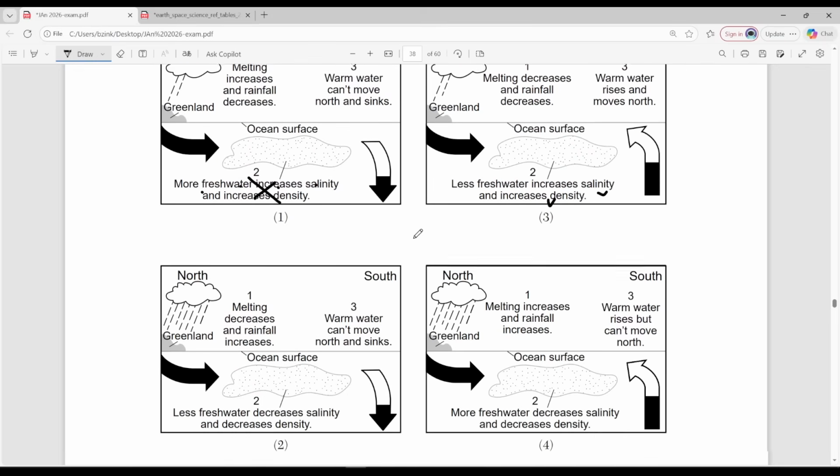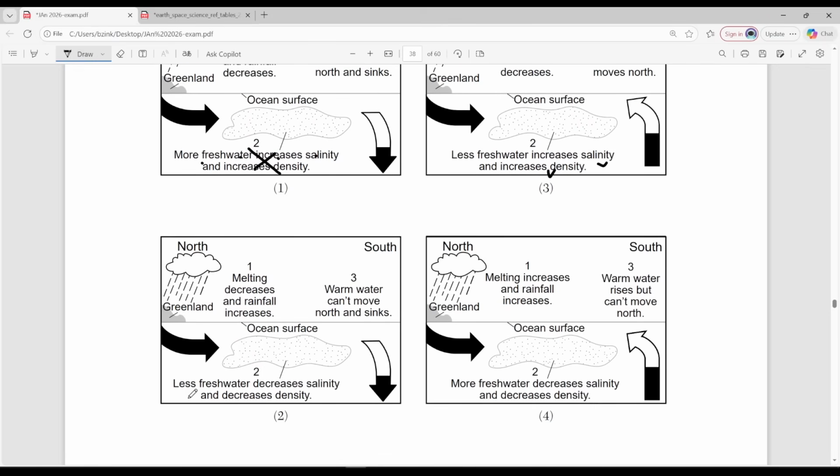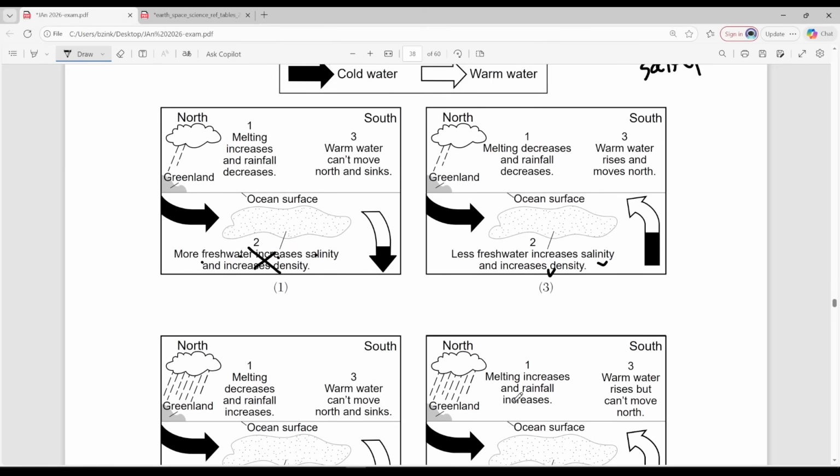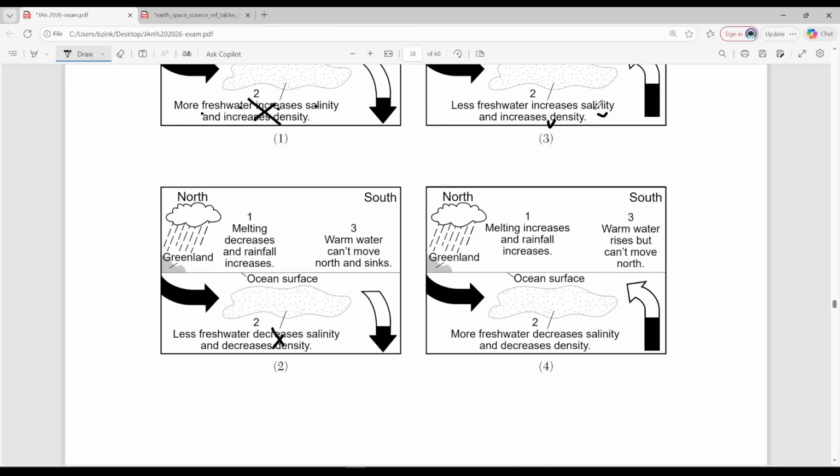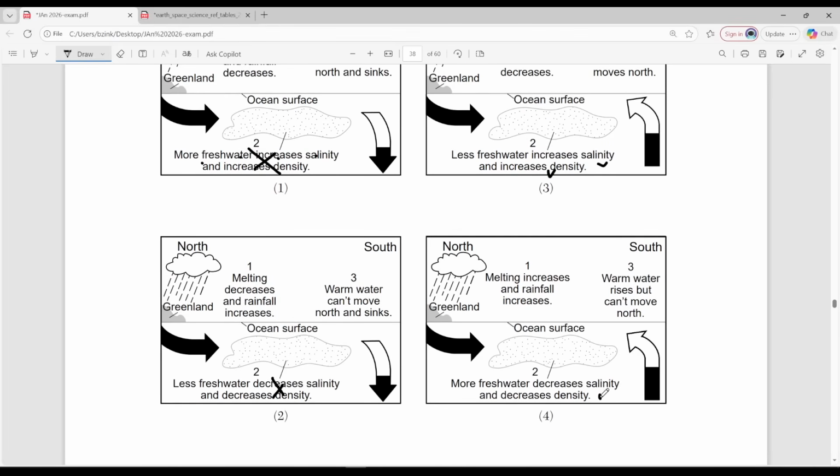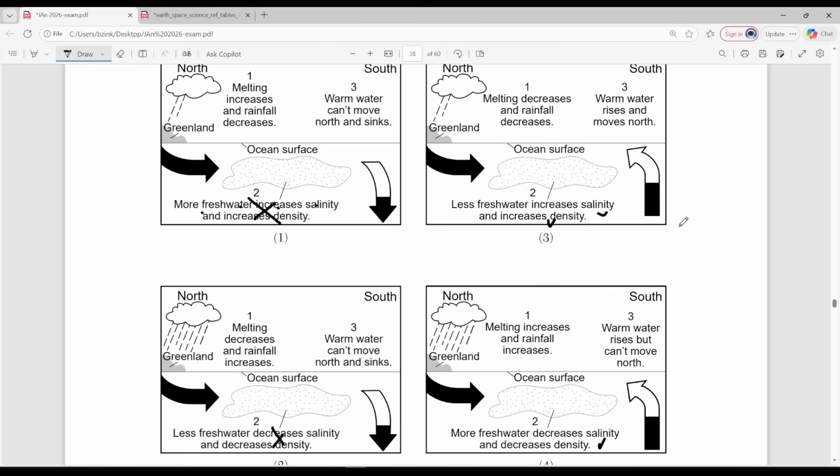I'm just going to look at those bottom statements and see if I can just solve the problem. Less fresh water decreases salinity. No. More fresh water decreases salinity. Yes. And decreases density. So does more fresh water decrease density? Yes. So now we're between 3 and 4. Now let's see what else is here.